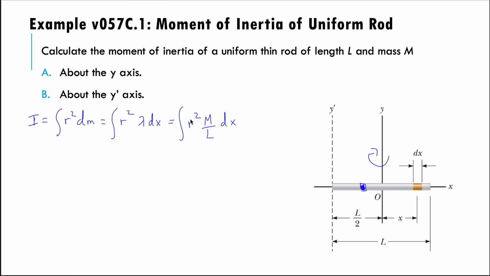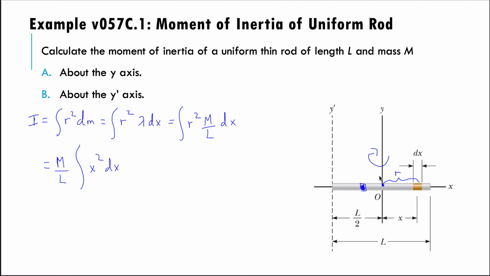Okay, so remember that r is a distance from your axis of rotation to your little mass element. That is a distance r. So in this case, can you see what the distance r is equal to? Well, it's always going to be the x position. The distance from the origin to the dx is just x. So we can make the substitution that r squared is equal to x squared. We can also take the M over L outside of the integral because it's a constant. So we're going to have the integral of x squared dx.